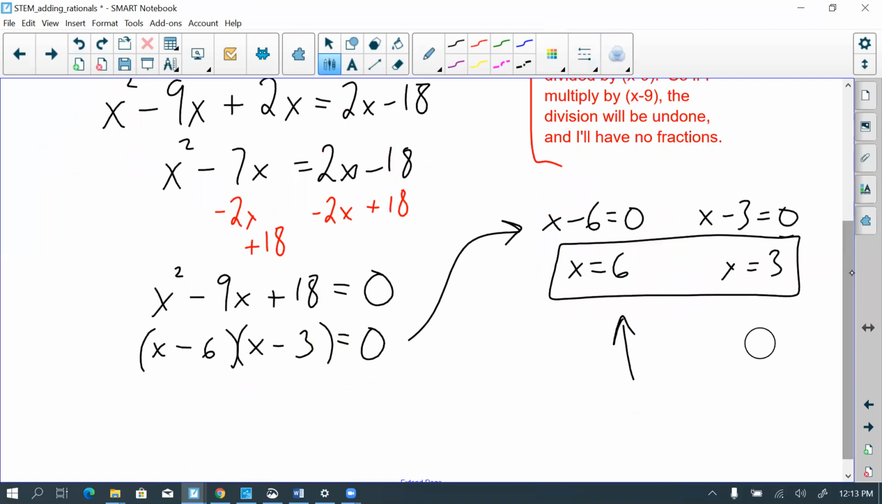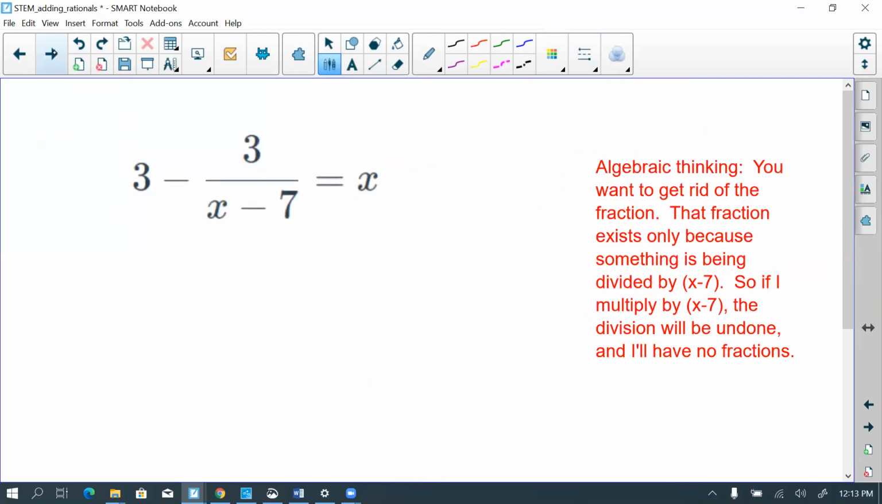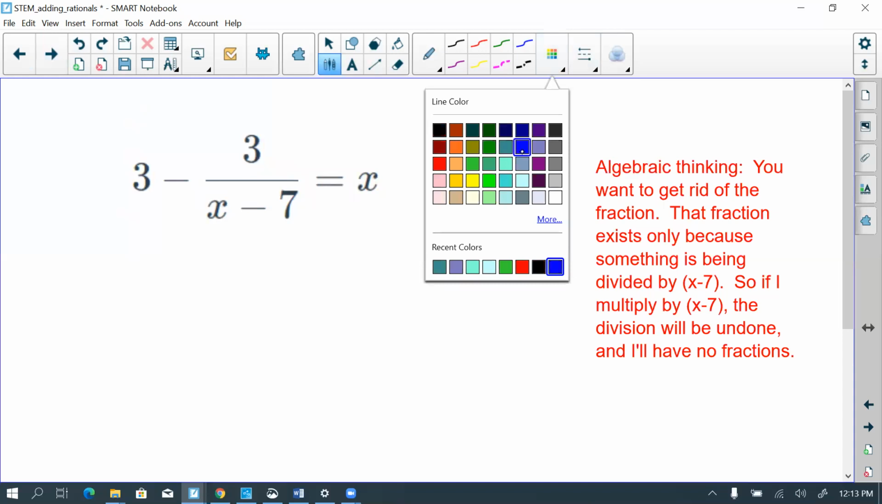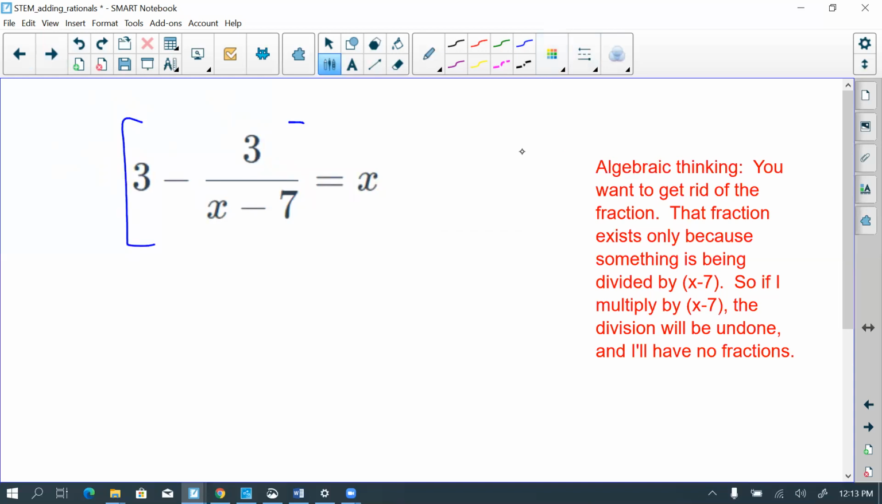Two solutions. One more problem. Similar problem. You got a fraction, so let's get rid of it. The only reason that thing is a fraction is because you're dividing by x minus 7. So let's undo that and multiply by x minus 7.